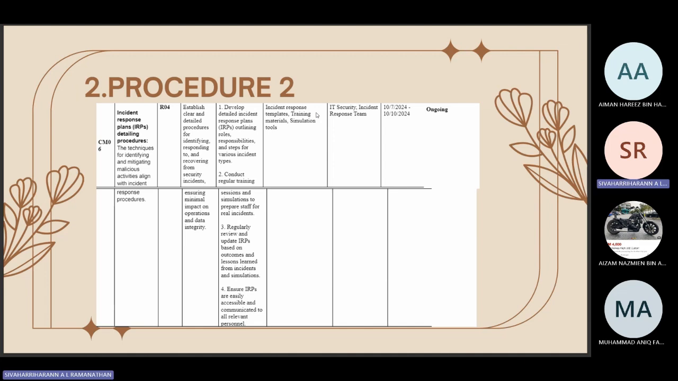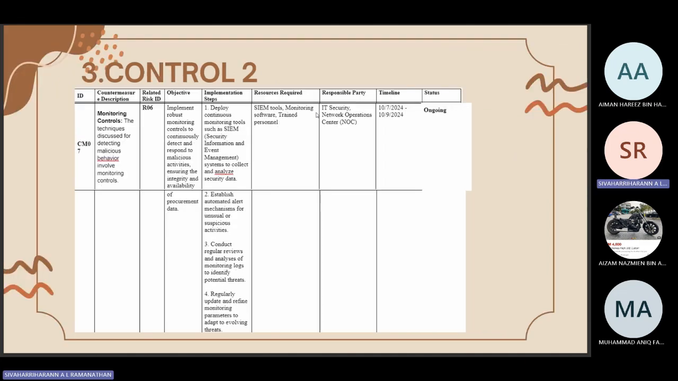So for the next, which is controls, which is monitoring controls, implement robust monitoring controls to continuously detect and respond to malicious activities, ensuring the integrity and availability of procurement data. This involves deploying continuous monitoring tools such as SIEM, security information and event management systems, establishing automated alert mechanisms, conducting regular reviews and analysis of monitoring logs, and regularly updating and refining monitoring parameters.